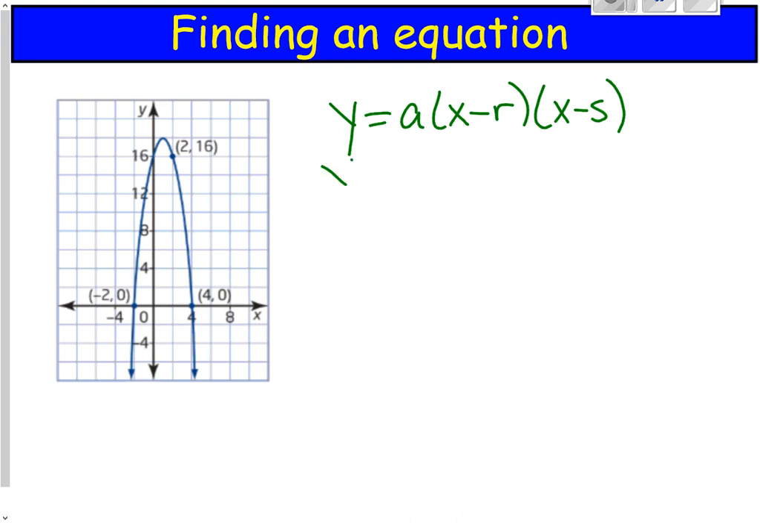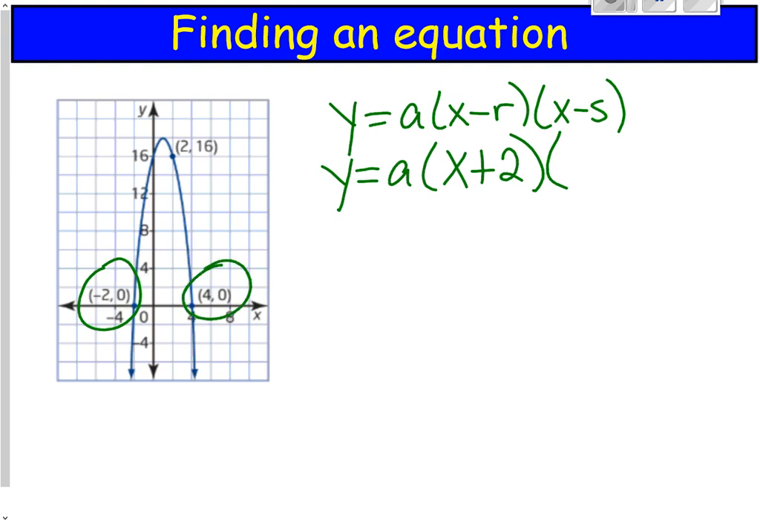So let's start here. I'm going to put my first x-intercept, which is at a negative 2, back into my brackets as a positive 2. And then I'm going to take my next x-intercept, which is at a positive 4, and when it goes back into the brackets, it goes as a -4. There we go. So we have half of it done just like that.